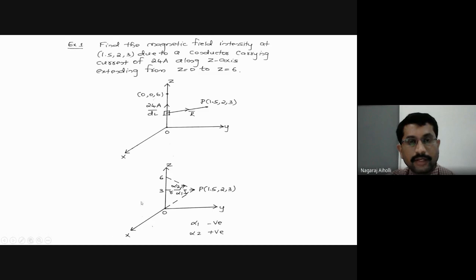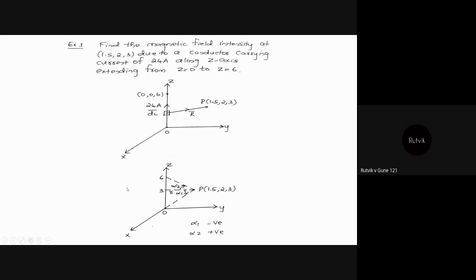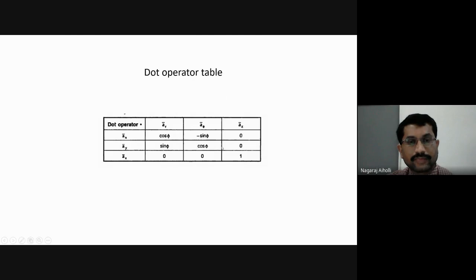So I hope you have taken down these two figures, right? Have you all taken down these two figures here? I hope everyone has taken these two figures. Yes. Everyone has taken these two figures? Yes, sir. Okay.